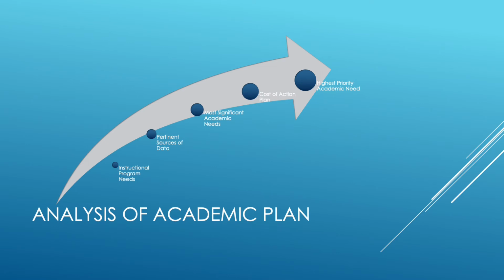You need to do analysis of the academic or improvement plan in your school. That means you have to start with the instructional program needs. What do you need to ensure the highest quality of learning? What sources of data did you use? Perhaps you're using test scores. Perhaps you're using a survey that was distributed to students as well as parents. Or perhaps a survey to alumni. What are your most significant academic needs?